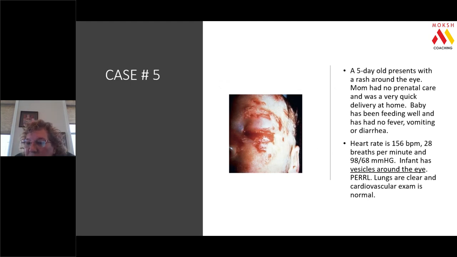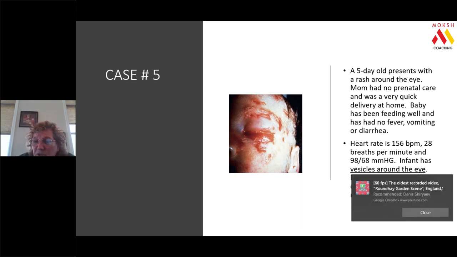Okay, so this is a 5-day-old that presents with a rash around the eye, and you've got a picture of the rash. Mom had no prenatal care and had a very quick delivery at home. Baby had been feeding well and has had no fever, vomiting, or diarrhea. We've got a heart rate of 156, 28 breaths per minute, blood pressure 98/68, and see on this picture, see how we've got vesicles surrounding the child's eyes. Lungs are clear, cardiovascular exam's normal.